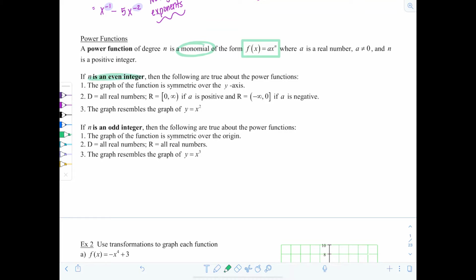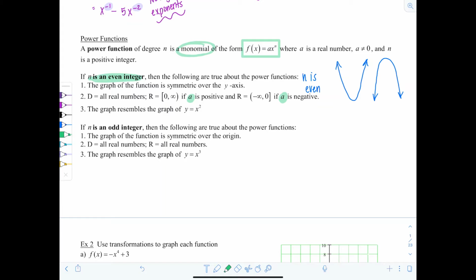Now if n is even, then the following are true about the power functions. So the graph is symmetric about the y-axis. The domain is all real numbers. The range is going to be 0 to infinity if a is positive, and negative infinity to 0 if a is negative. And the graph resembles the graph of y equals x squared, a parabola. So basically, if n is even, the power function either looks like a parabola opening upward or a parabola opening downward, depending on whether a is positive or a is negative.